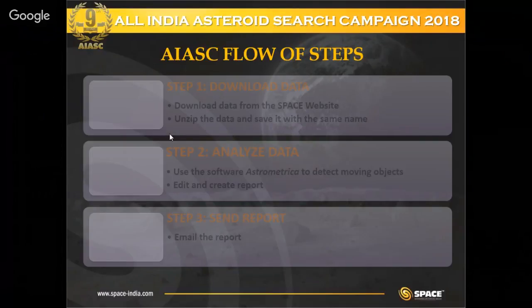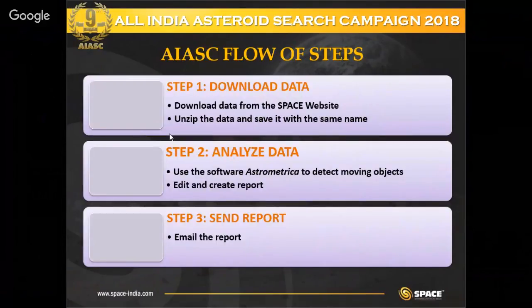So the first step will be to download the data. I will be telling you how to download the data. Now the second step will be to unzip the data and save it with the same name. This is very important, that you save the folder that you download with the same name as it is mentioned over there.